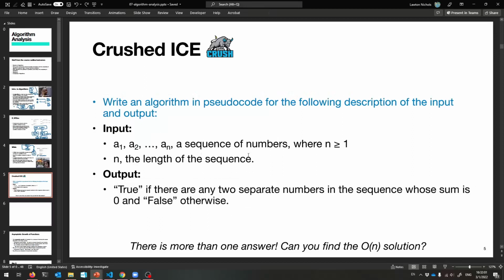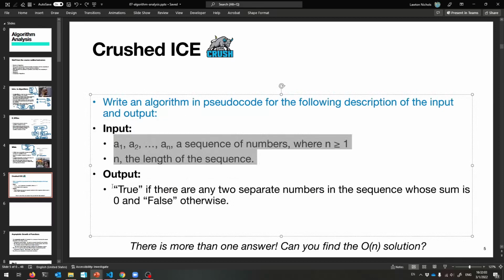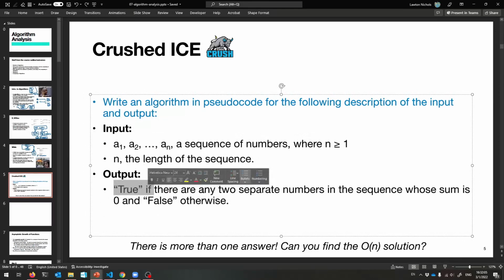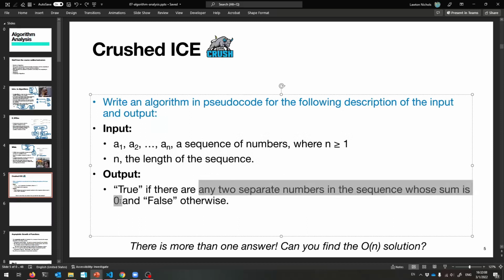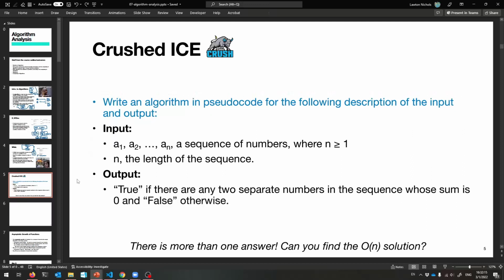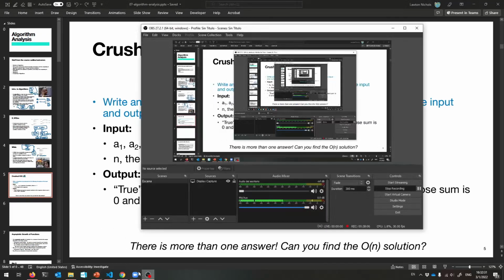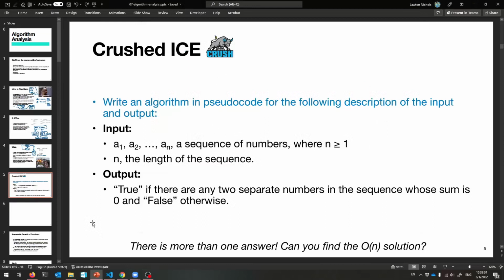So you're given a bunch of numbers and their length, and then you have to go through them somehow and see if you can find two different numbers in that sequence who sum together to be 0, and if you can't find any of those numbers, you output false, okay? There's a bunch of different answers. There is a very tricky way to make this a linear time algorithm, which is crazy, but I'll show you the n-squared version on the next slide as you think about it. So take some time, try this out, and then we'll come back and talk about it. I'll check my time in the meantime.